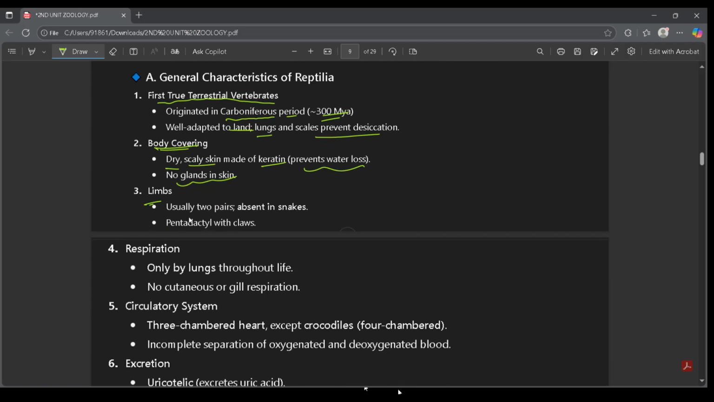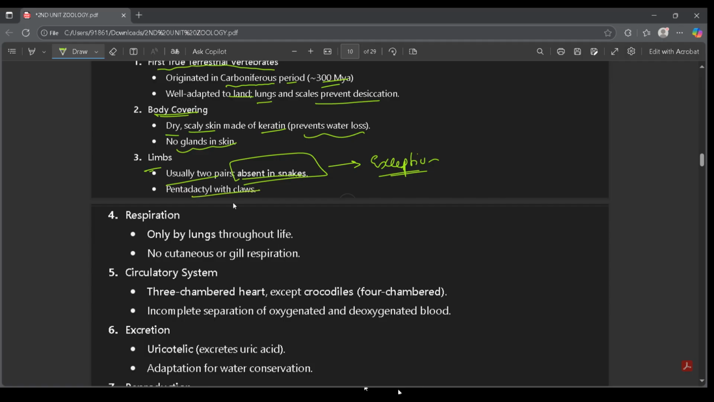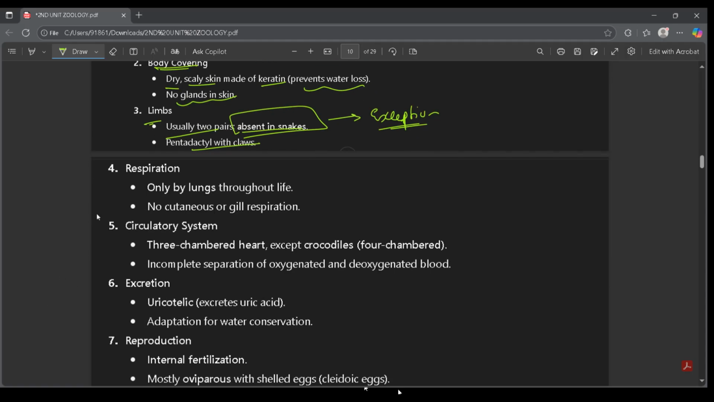If we talk about the limbs, usually they have two pairs, absent in snakes. However, this is an exception. Remember this. They are pentadactyl with claws. Next, we discuss the respiration part. They respire only by lungs throughout their life, and no cutaneous or gill respiration is present.